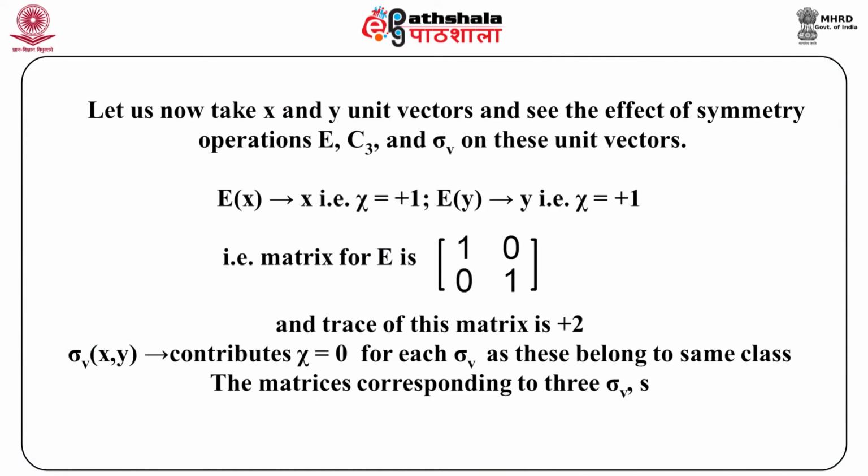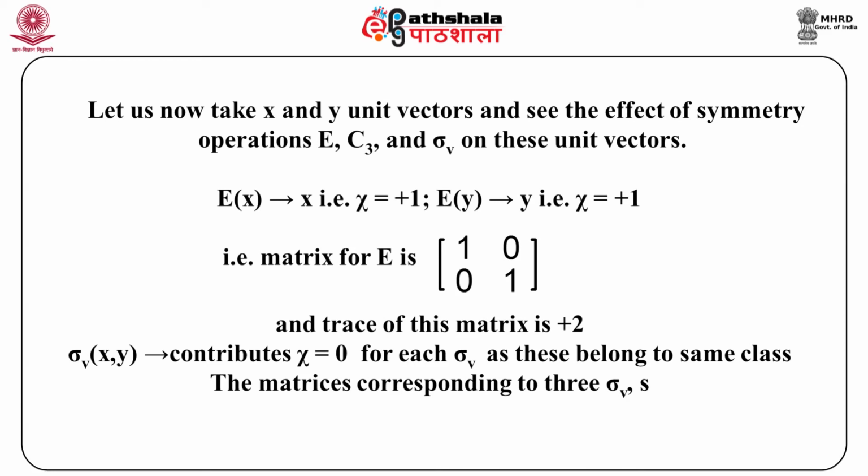Now let us take x and y unit vectors and see the effect of symmetry operations E, C3 and sigma V on these unit vectors. E operated on x gives x, character is +1. E operated on y gives y, character is +1. That is, the matrix for E is 1, 0, 0, 1, and the trace of this matrix is +2. Sigma V operated on xy contributes chi equal to 0.